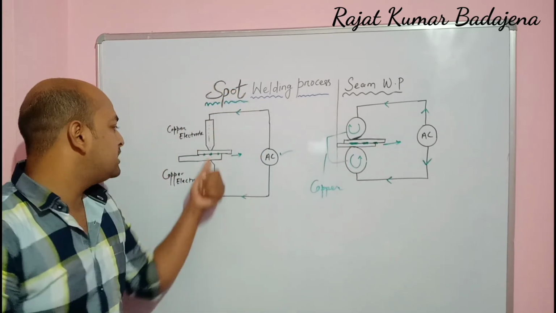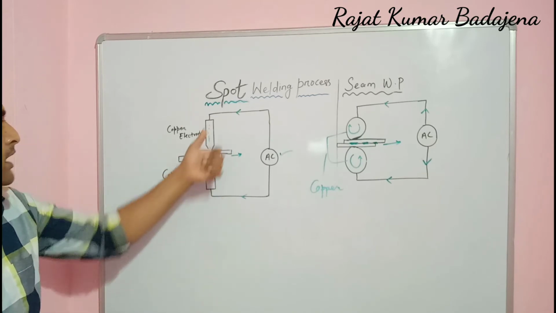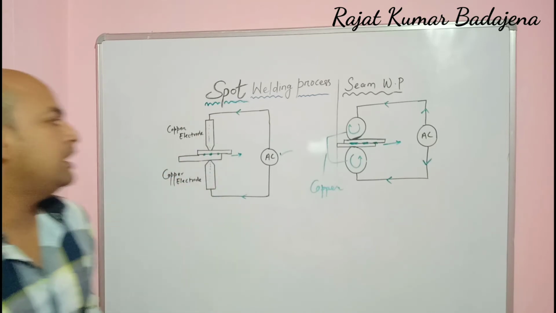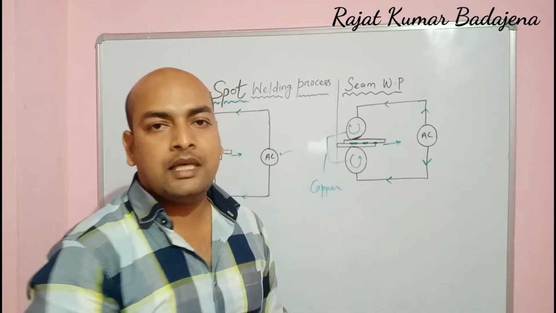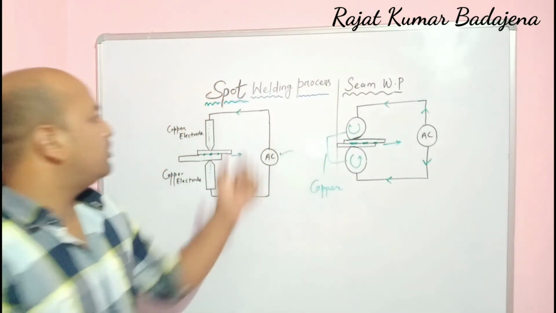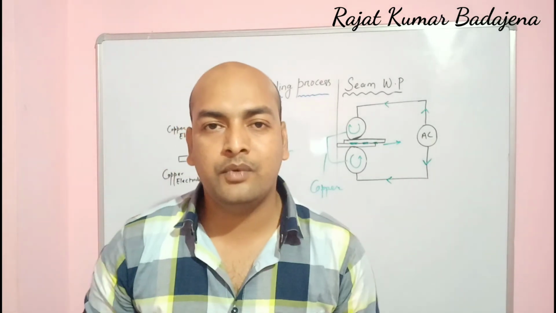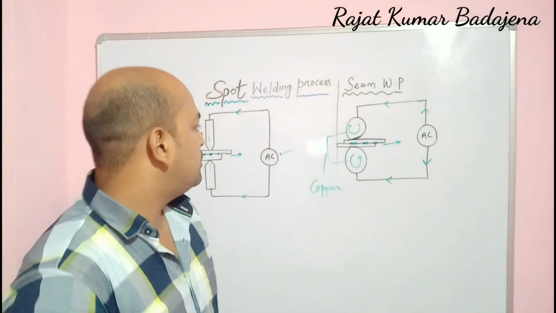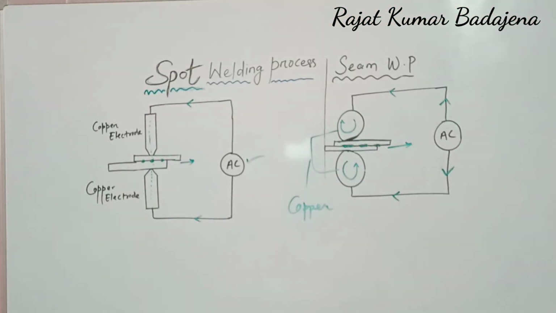So here we are using two copper electrodes. Okay, one is fixed and the second one is movable. Here we are using the electrodes, but these electrodes are what? The rollers. Okay, so that's all about the spot welding process and the seam welding process. Hope you understood easily. Just look over the two figures, two pictures. So see you in the next video.